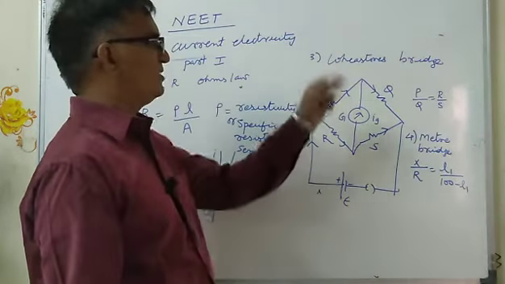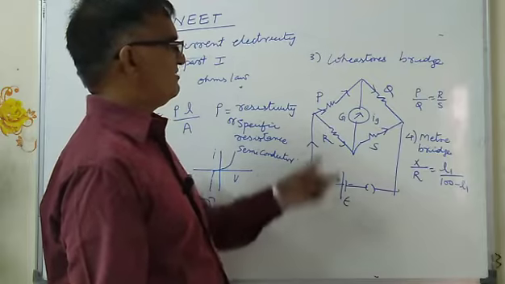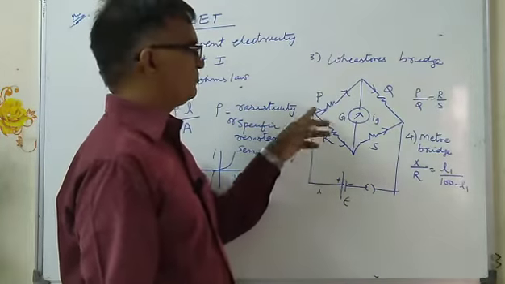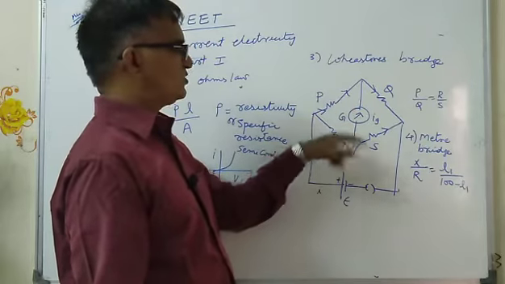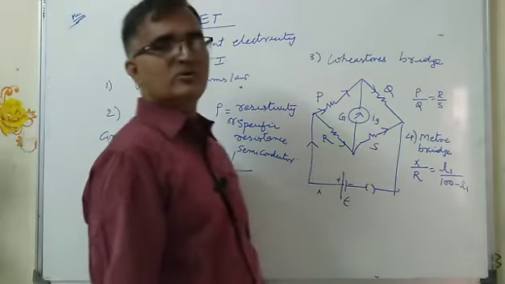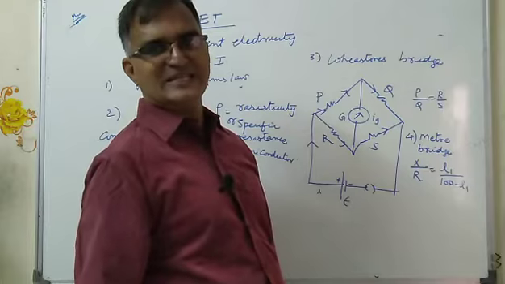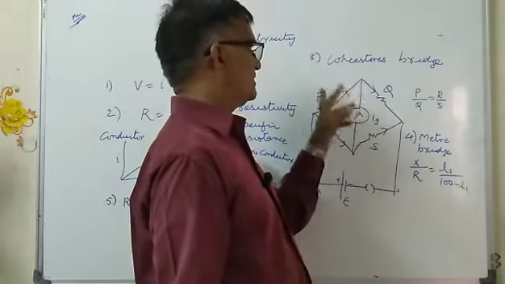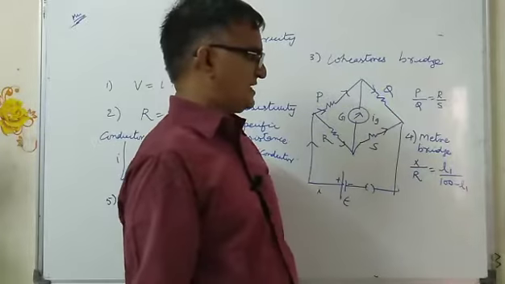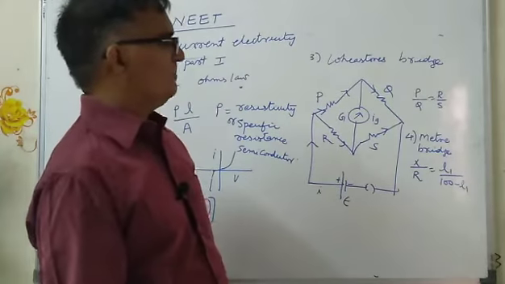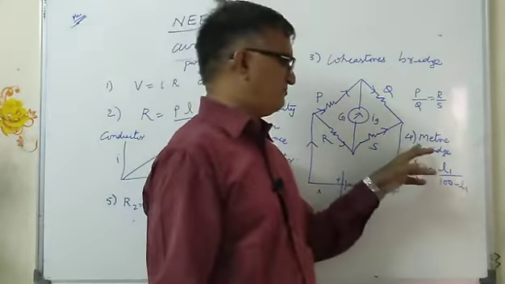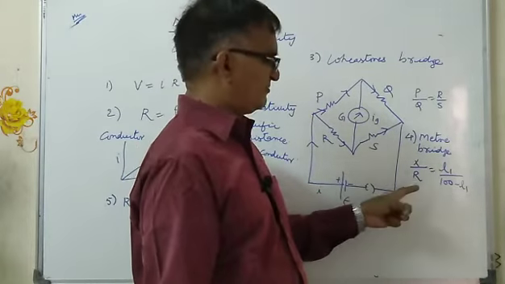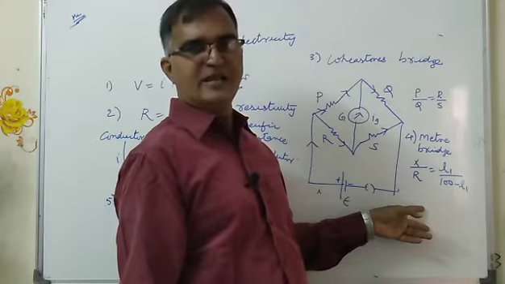Based on Kirchhoff's laws, we have the Wheatstone bridge circuit here. This circuit is important. It is used to find an unknown resistance in a circuit or to compare resistances. P by Q is equal to R by S is the condition to balance the Wheatstone bridge. Based on this, we have the meter bridge, where you can find the unknown resistance of a given wire, or the specific resistance of a given wire can be calculated.